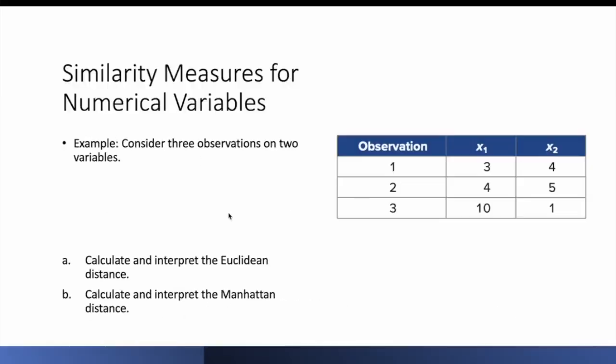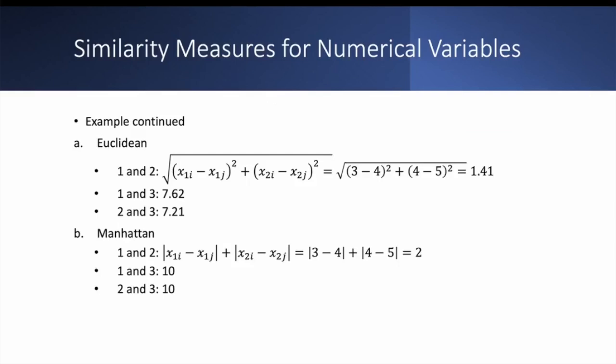Using this formula. Example: we have 3 observations and we would like to find the Euclidean distance and the Manhattan distance. Just plug the points into the equation and calculate the distance between observation 1 and 2. We get the straight-line distance between them. Do the same thing with observations 1 and 3, and you get 7.62. For 2 and 3, we get 7.21. So we can see that observations 1 and 2 are the most similar, with the shortest distance of 1.41. Observations 1 and 3 are the most dissimilar, given the longest Euclidean distance of 7.62. And we can see this in the plot.